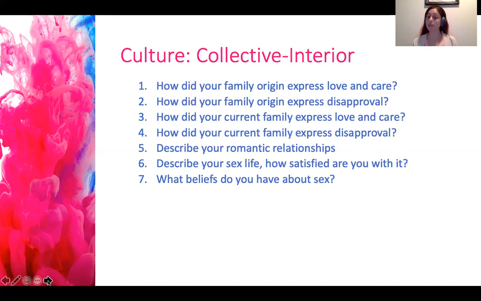Describe your romantic relationships if you've had any. Sex life, beliefs about sex, great questions to ask, not just when you're working with couples. These are great questions to ask your clients regardless of whether you're doing individual or couple, because these can be big issues for people.